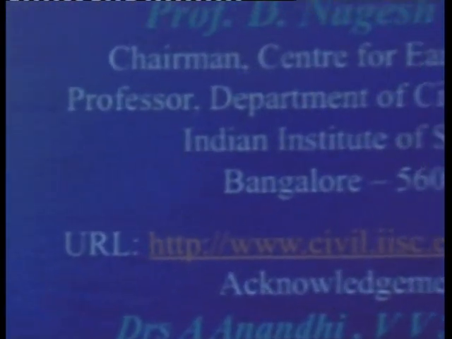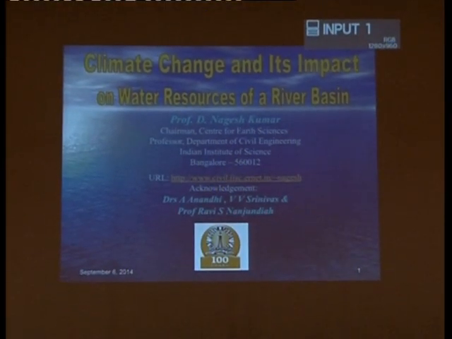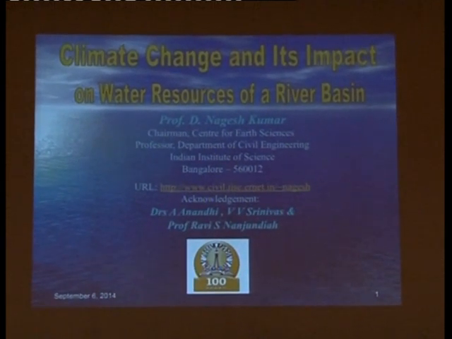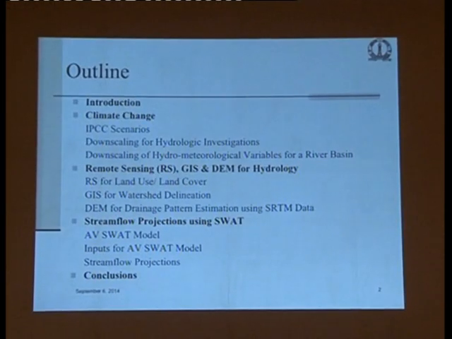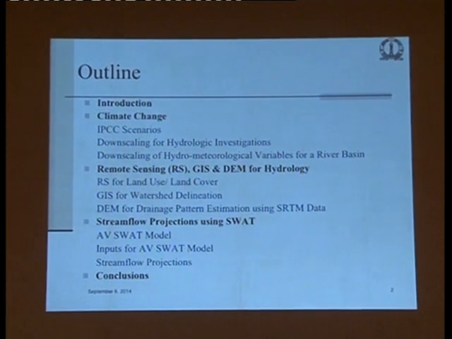I'll be talking about climate change and its impact on water resource of a river basin. Here I try to focus on these issues. First of all, we'll briefly talk about what the climate change scenarios are, and the need for going for downscaling to do some hydrologic investigations, and then we talk about the different approaches that we can use to downscale hydrometeorological variables for a river basin.